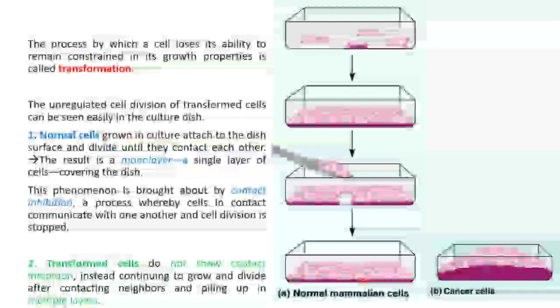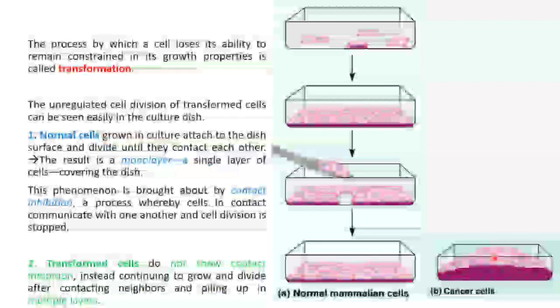So the cells will start to divide until they contact each other, and then they will stop to divide. However, in the case of tumoral or transformed cells or neoplastic cells or cancer cells, these cells do not show contact inhibition. So even if they are near each other in contact with one another, they can communicate, but they will not stop to divide. The cells will continue to grow, will continue to divide after contacting neighbors and piling up in multiple layers.